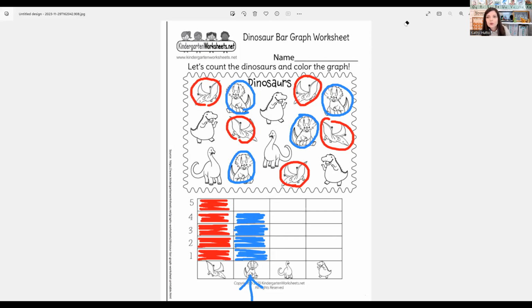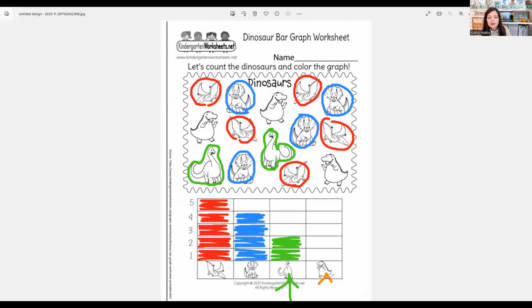Okay, so next we're going to be looking for a long neck dinosaur. Let's see how many long necks we can find. I see one. There's one. 1. Oh, I see another one. 2. 1, 2. So color one space for each long neck dinosaur. 1, 2.